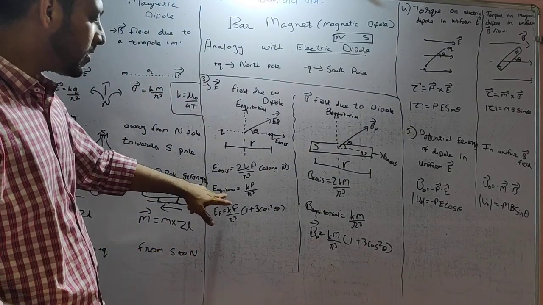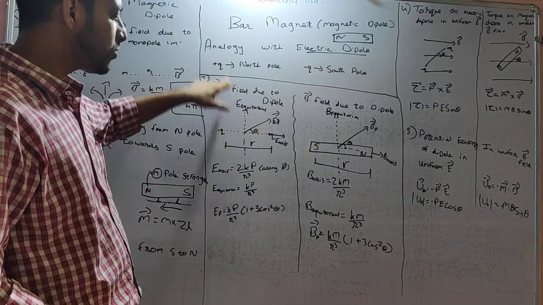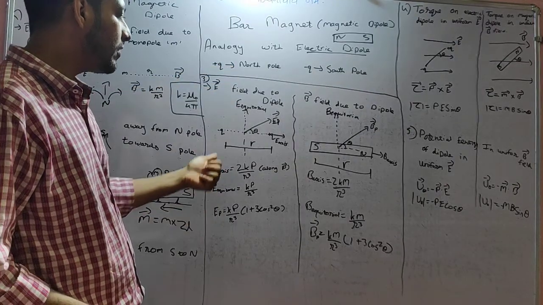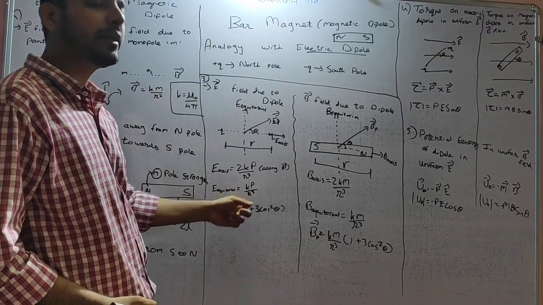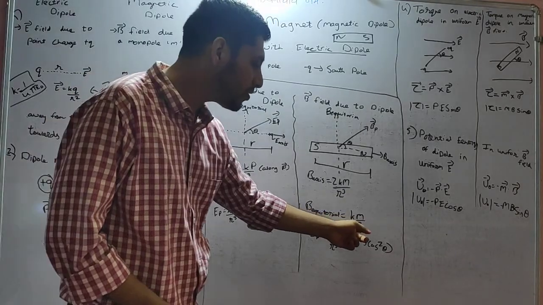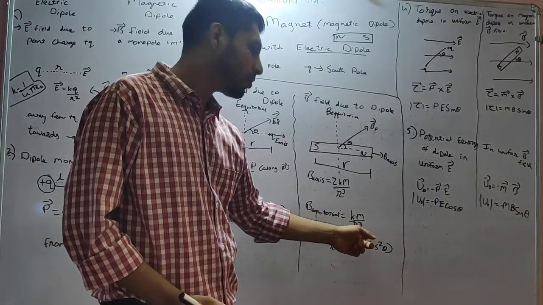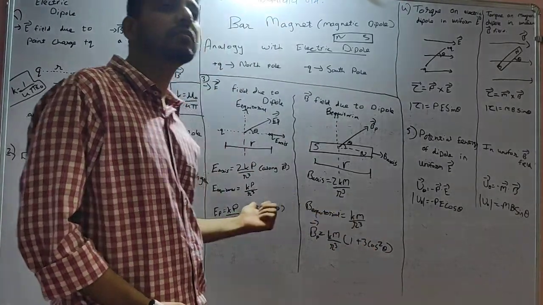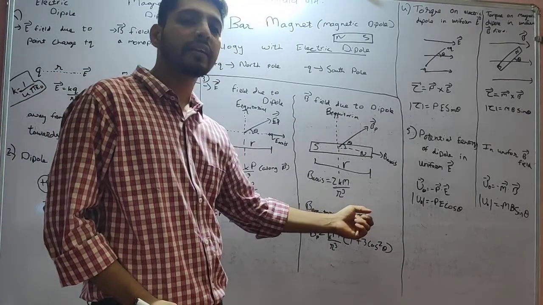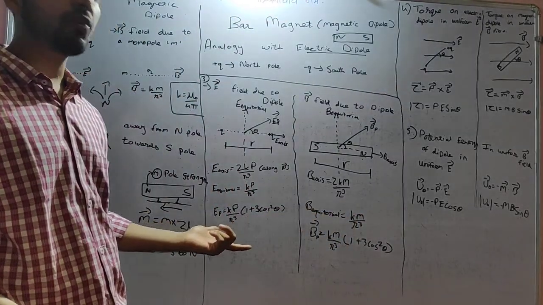Similarly, if you find electric field on the equatorial plane, it will be kp upon r cube. Similarly, here it will be km upon r cube, where p is the electric dipole, m is your magnetic dipole, and r is the distance. That is similar for both.